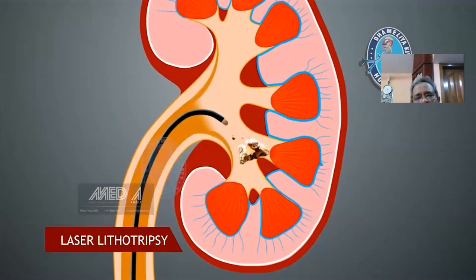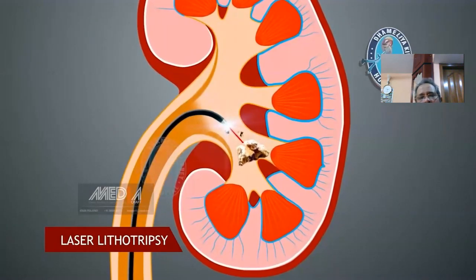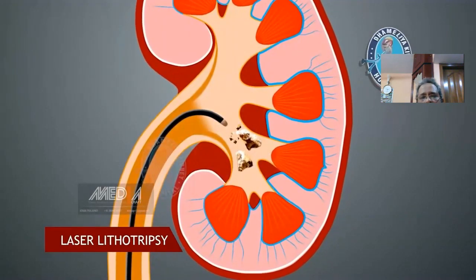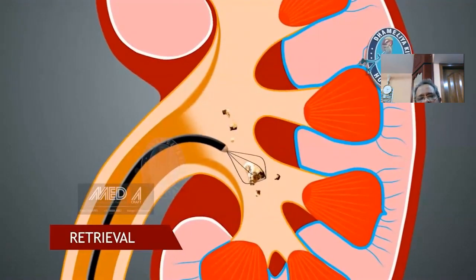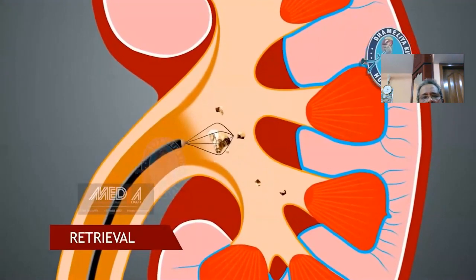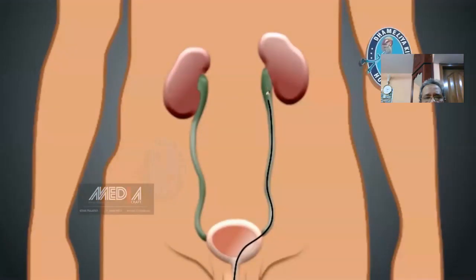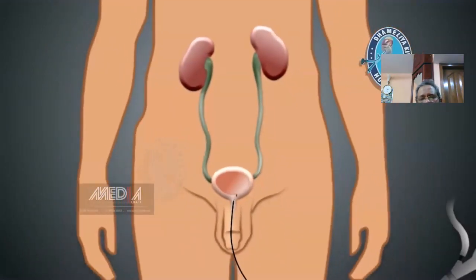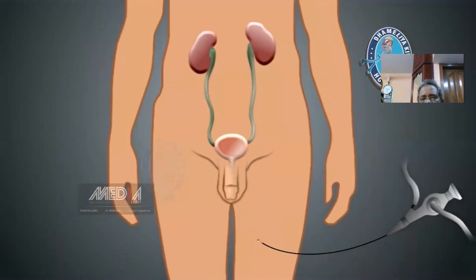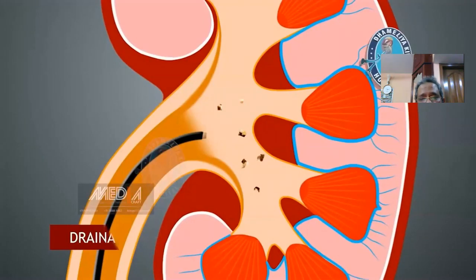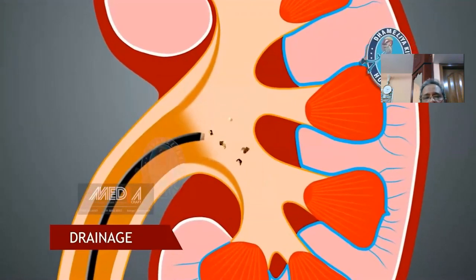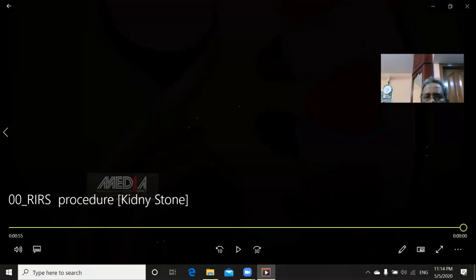So with the flexible endoscope, they can push the stone pieces. They can hold the stone with a basket, move it out, and then out through the bladder. And to some extent, fluoroscopic control is also needed.